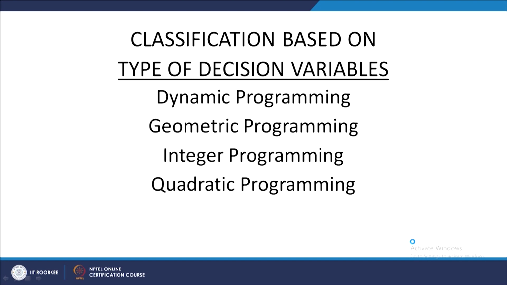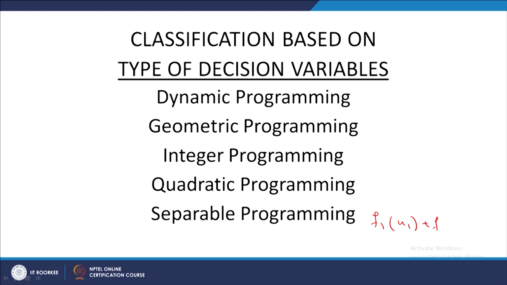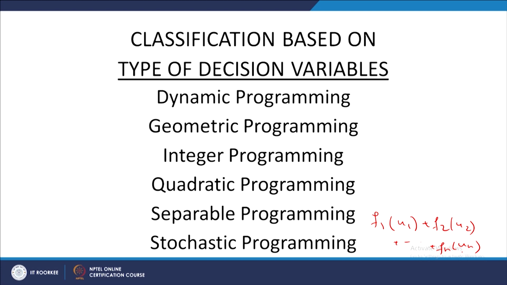Then comes the quadratic programming problems. These are those problems in which the objective function is a quadratic function, whereas the constraints are linear. Then comes the separable programming problems. In such type of problems, the objective function is a function of one variable only. That means, let us say f1 of u1 plus f2 of u2, like this. So, the objective function can be broken into a number of terms such that each term is a function of one variable only. Also, we have the stochastic programming problems in which the decision parameters are stochastic in nature.